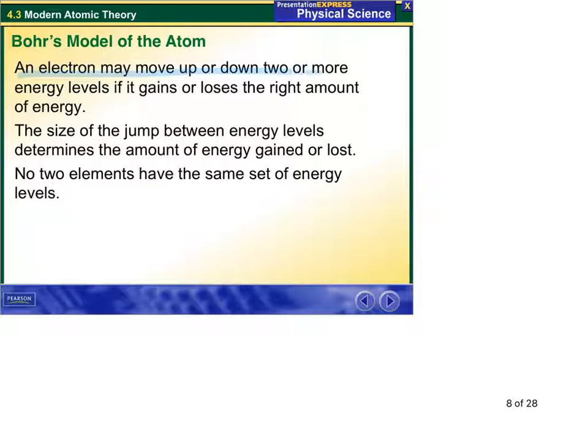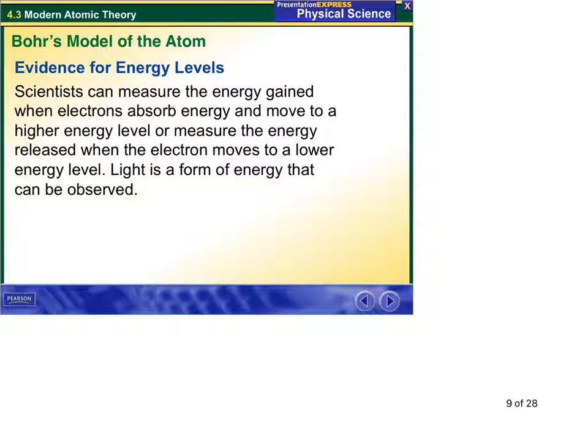An electron might move up or down two or more energy levels if it gains just the right amount of energy. We call that type of energy a quantum. We study this a lot when we take chemistry. The size of the jump between energy levels determines the amount of energy gained or lost, and no two elements have the same set of energy levels. Scientists measure the amount of energy gained when an electron absorbs energy and moves to a higher energy level, or measure the energy released when it moves to a lower energy level.